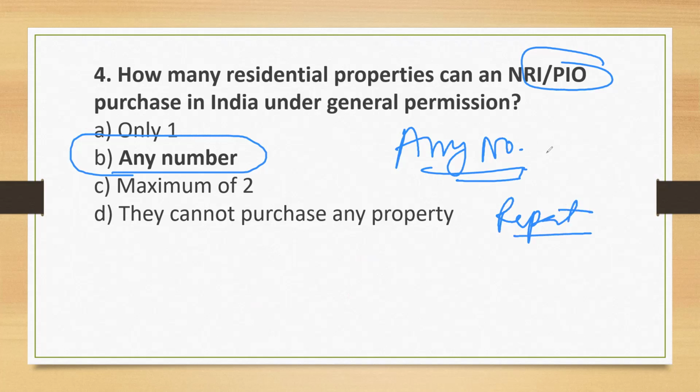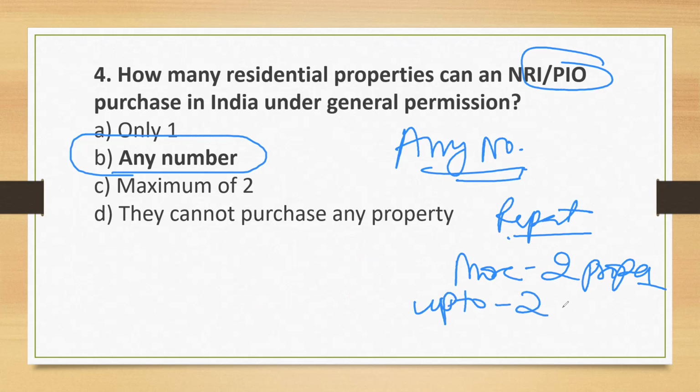Repatriation of funds. When an NRI is doing the repatriation, he cannot repatriate more than two properties in one financial year. He has to repatriate up to two properties, like sales proceeds. Up to two properties, sale proceeds can be remitted abroad.